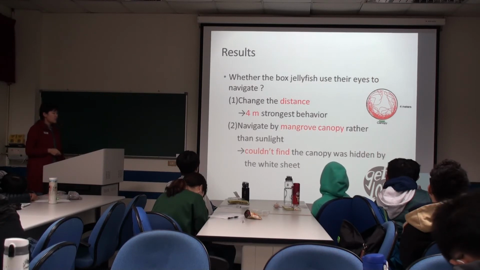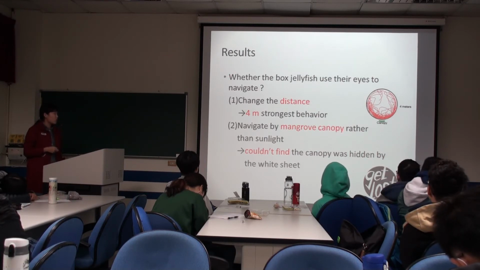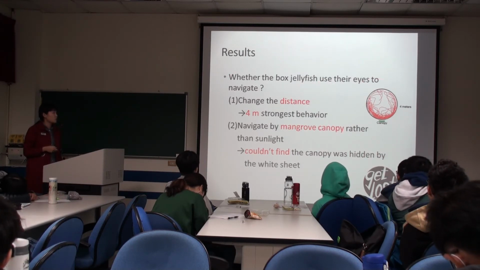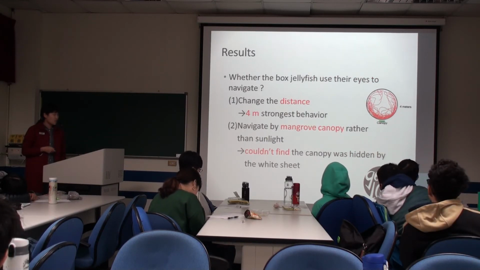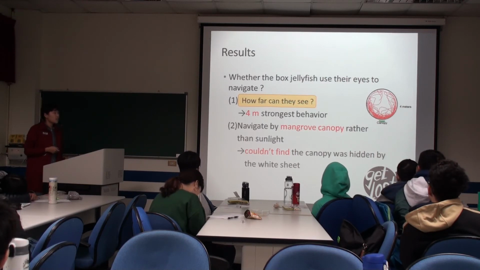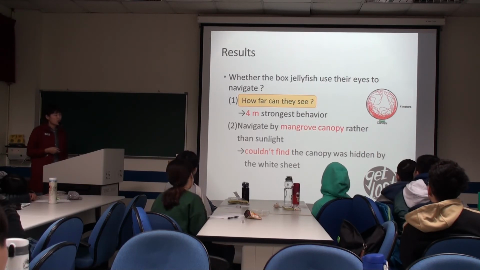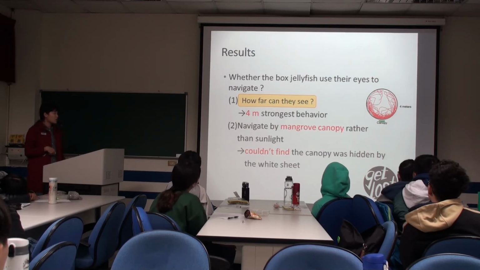After the 2 experiments, we can respond to the objective, whether the box jellyfish use their eyes to navigate. The first one is to change the distance. That means how far can they see? They can see at 8 meters, but at 4 meters they have the strongest behavior. The second one is to prove whether they navigate by mangrove canopy rather than sunlight. The result is they couldn't find the canopy that was hidden by the white sheet, so they really get lost.